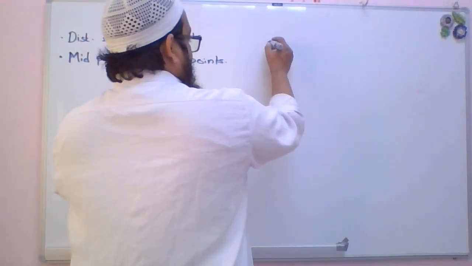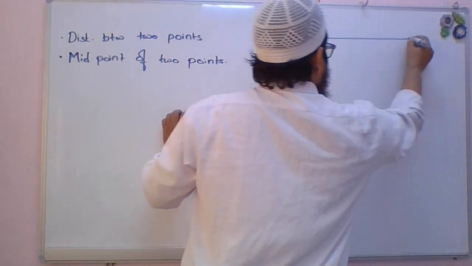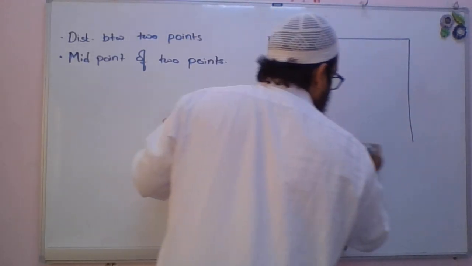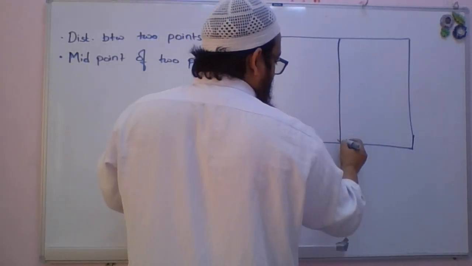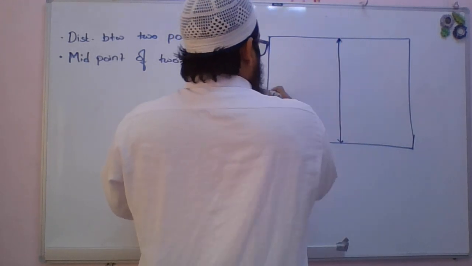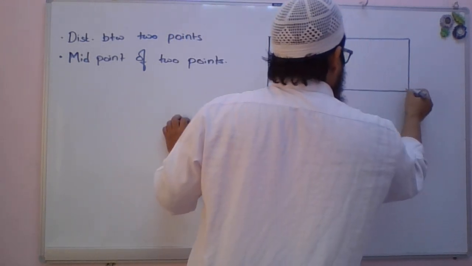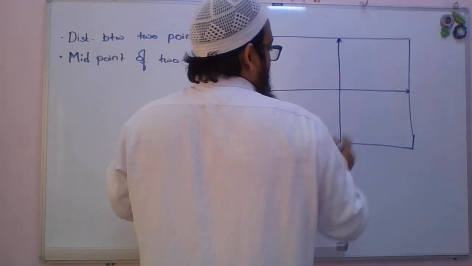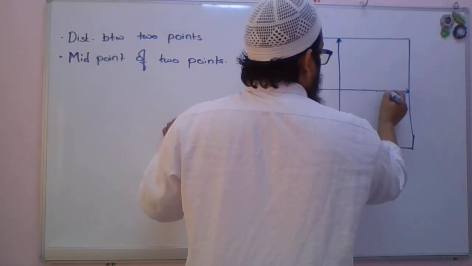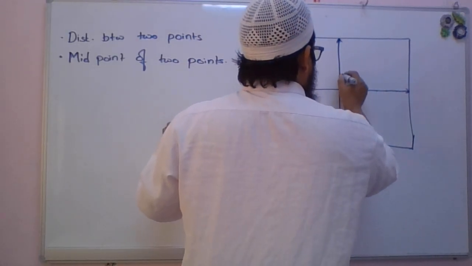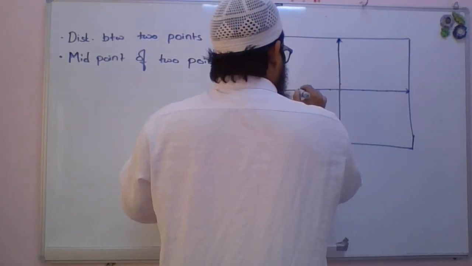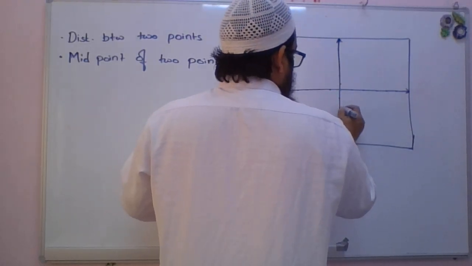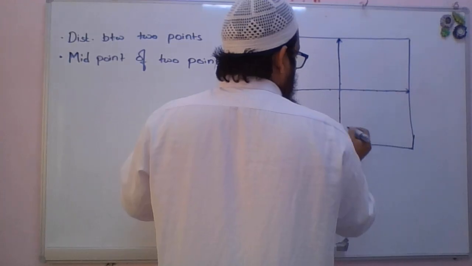So let us see, sir, what do you mean by distance between 2 points? For example, let me draw a Cartesian plane. The Cartesian plane I divided with 2 lines, which are vertical and horizontal. Let us say this is 1, 2, 3, 4, 5 and 1, 2, 3, 4, 5, and minus 1, minus 2, minus 3, minus 4, minus 5 on both axes.